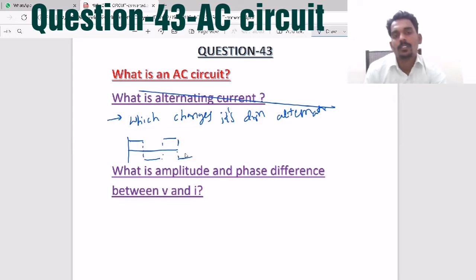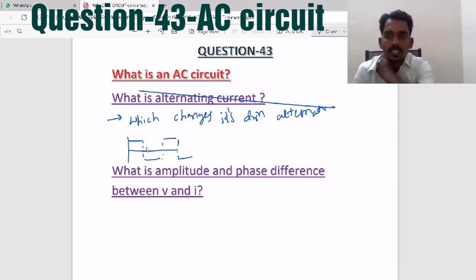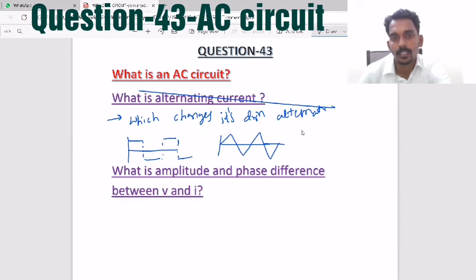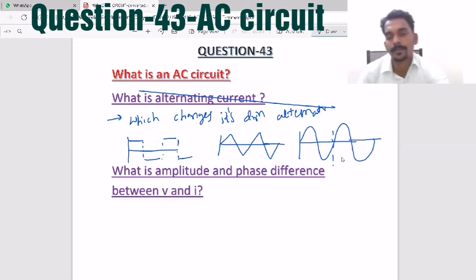Here the current direction is changing from positive to negative, negative to positive, just like clockwise to anti-clockwise, anti-clockwise to clockwise, or like this. But in our syllabus we mainly study the sinusoidal variation, where this is called one cycle. In one cycle, there is one positive half cycle and one negative half cycle. So the direction keeps changing after every certain interval of time. That we call alternating current.